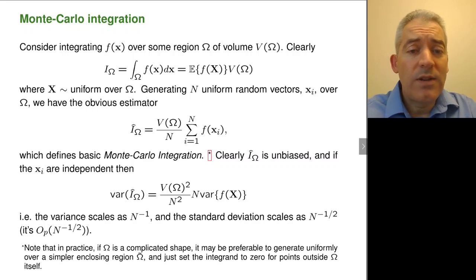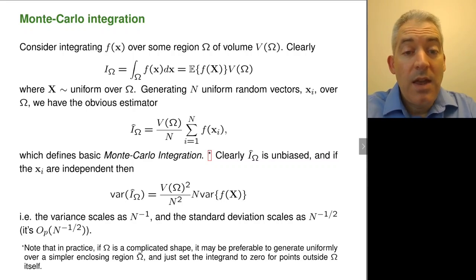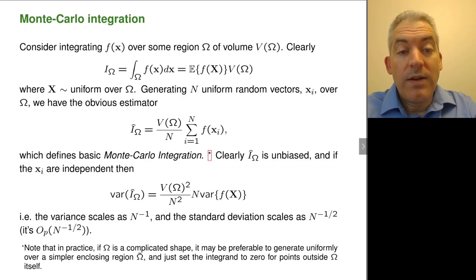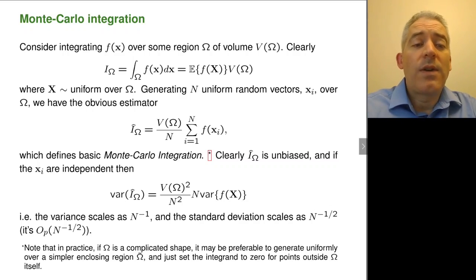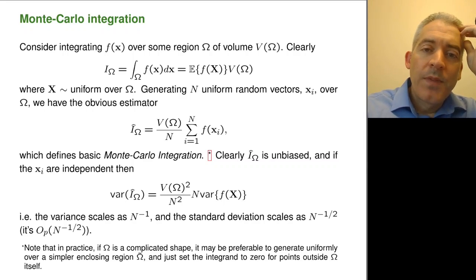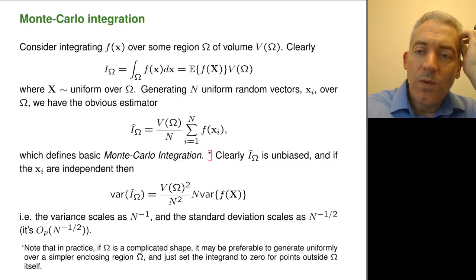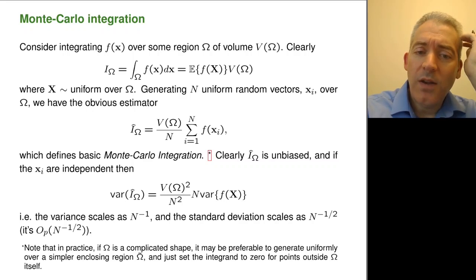We can work out the variance of this estimator. So the variance scales as 1 over n, right? We've got an n there and an n squared there. So the variance scales as 1 over n, and so the standard deviation scales as n to the minus a half, right? And that's essentially telling us how good our estimator is. And so this is order n to the minus half, which looks bad compared to what we saw for some of those quadrature rules previously, which were n to the minus 2, right? So that's much better.